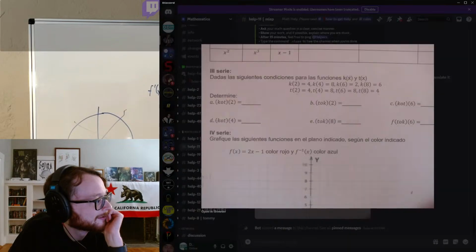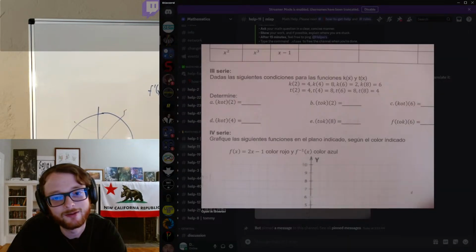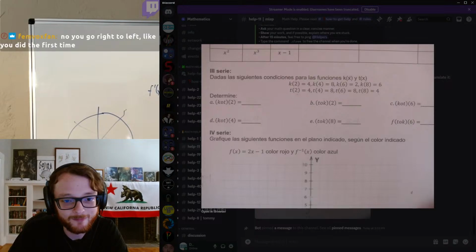Okay. Well, you go right to left like you did the first time. Okay, good. I felt like for some reason the abstract algebra book defined it reversed, and I was super confused.